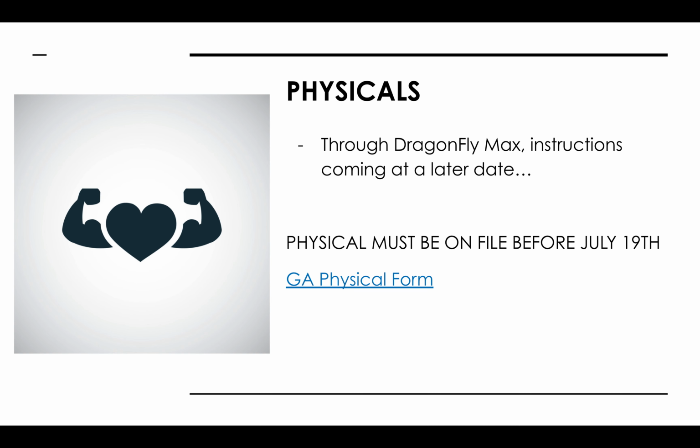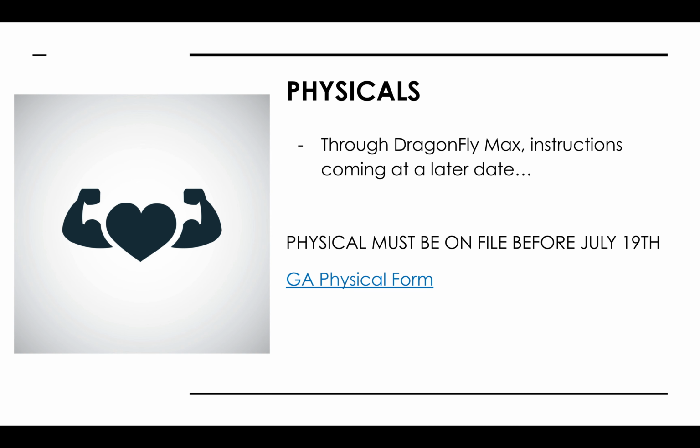Physicals. All marching band students must have a Georgia physical on file before July 19th. July 19th is the start of band camp, and if you turn it in on July 18th, it's probably not going to get approved by July 19th. So you need to take care of this sooner rather than later.